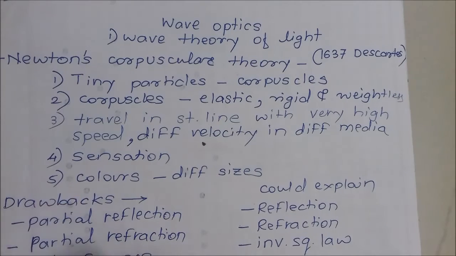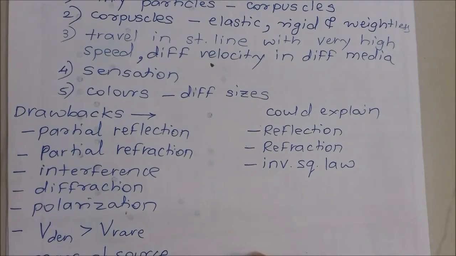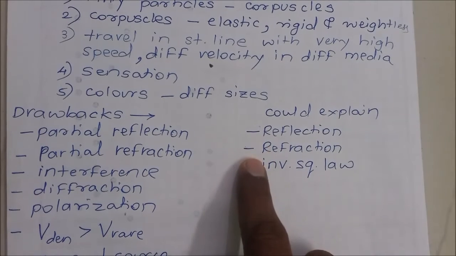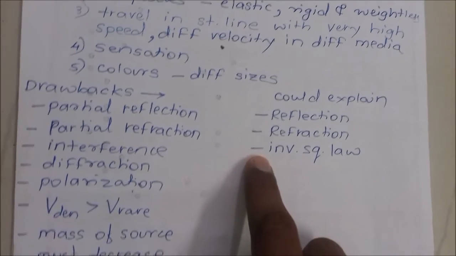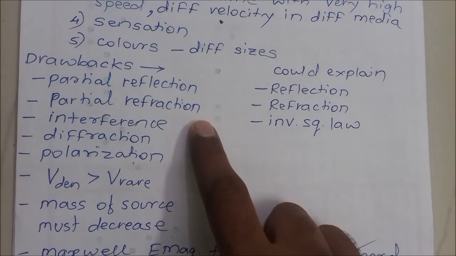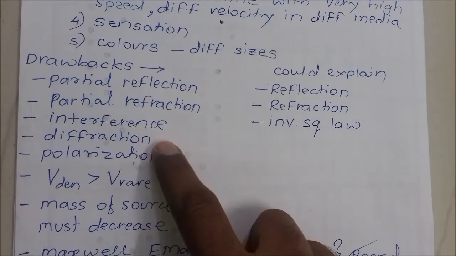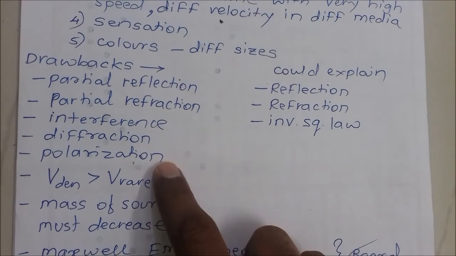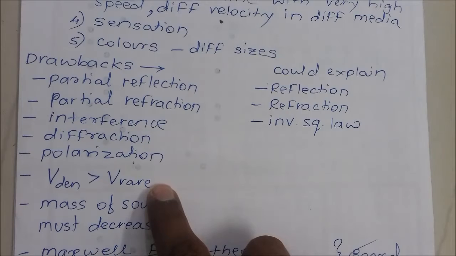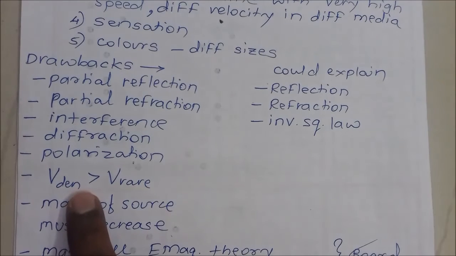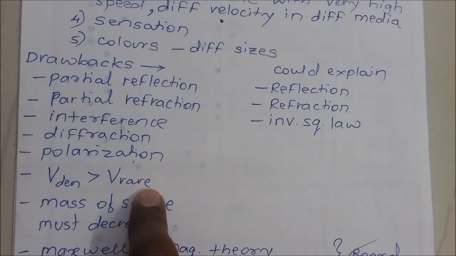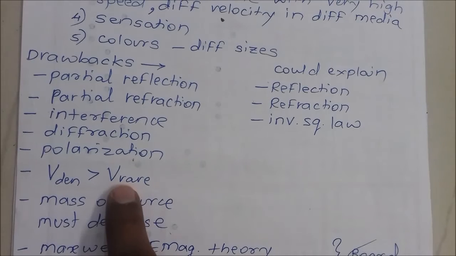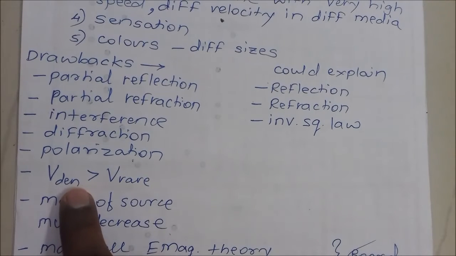So which phenomena could this theory explain? This theory could explain reflection, refraction, and the inverse square law, but it could not explain partial reflection, partial refraction, interference, diffraction, and polarization. Another major drawback is that it proposed that the velocity of light in a denser medium is greater than the velocity in a rarer medium, but actually the velocity in a rarer medium is greater than in a denser medium.